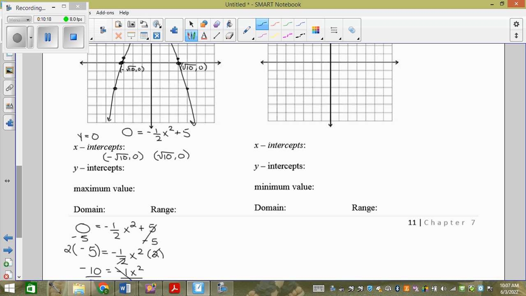What's my y-intercept? When you hear y-intercept, what should you immediately think? x-intercept, you scream at my face, y equals 0.